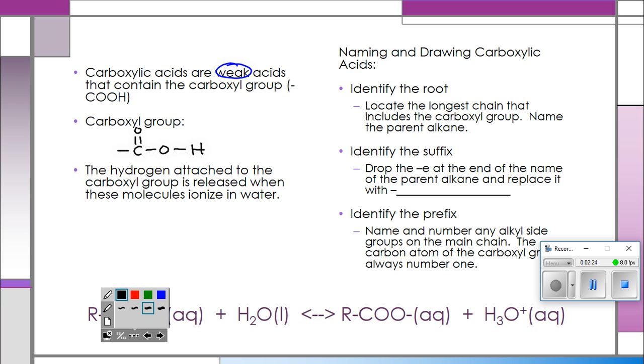Now, what's on the other side of this carbon? We usually just put an R there to represent some other stuff. It could be 1 carbon, 10 carbons, it could just be hydrogen, but there's something else that's non-important in terms of function attached on the other side. So when these molecules ionize in water, it's that hydrogen that's going to contribute to the acidic properties of a carboxylic acid.